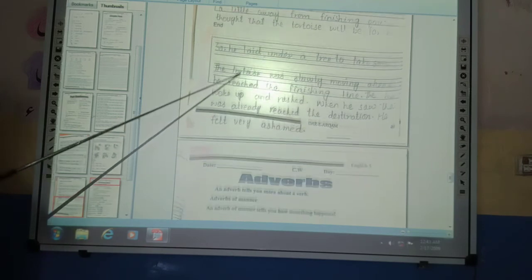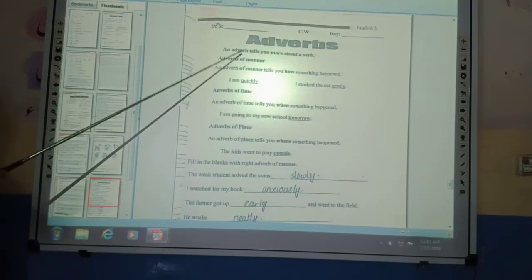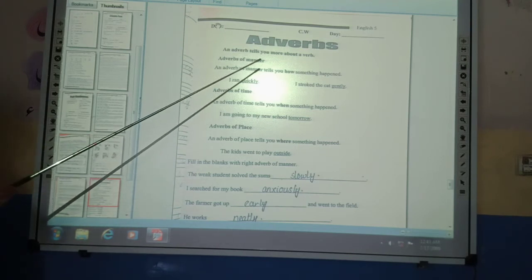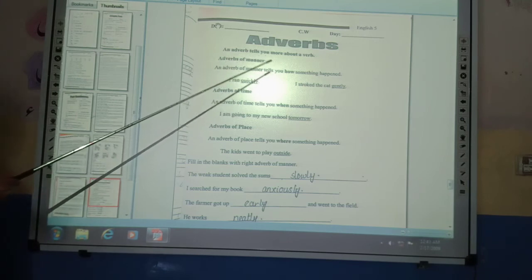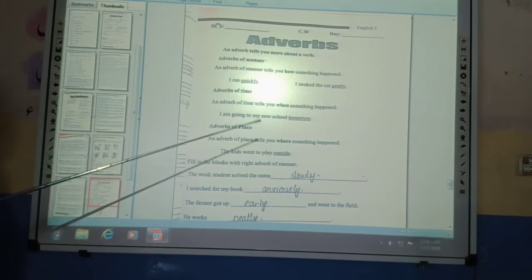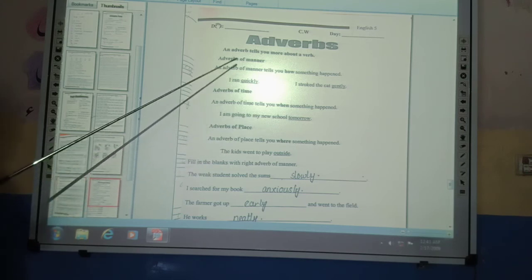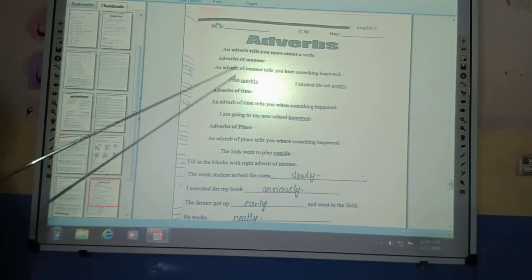Now come towards the next page. The next topic is adverb. An adverb tells you more about a verb. Adverb modifies a verb. Verb के बारे में ये मज़ीद information देता है, मज़ीद बताता है. There are different types of adverb. That is adverb of manner, adverb of time, adverb of place.